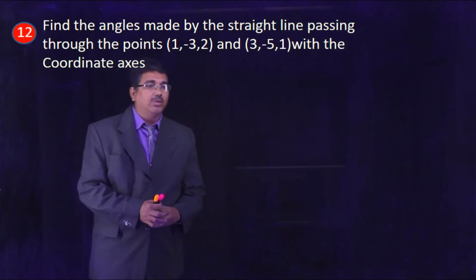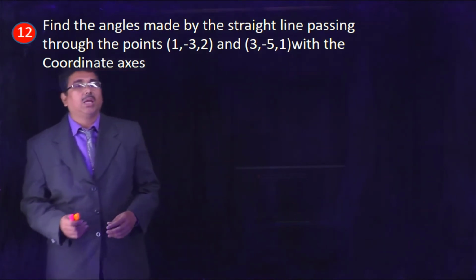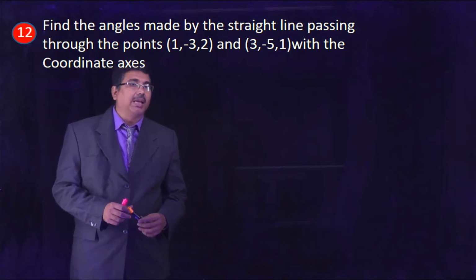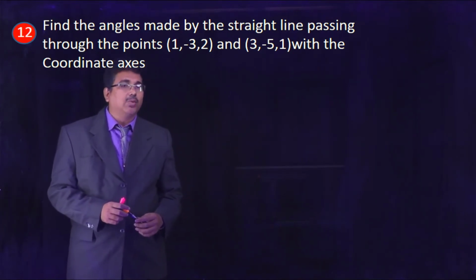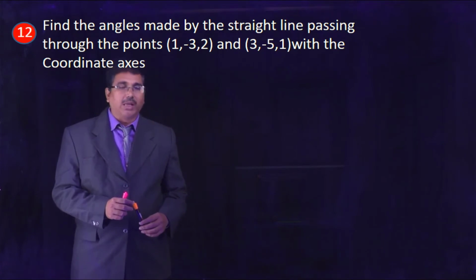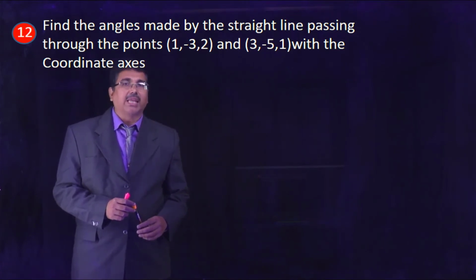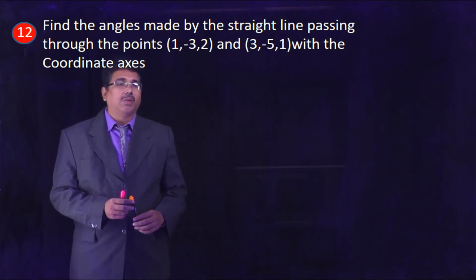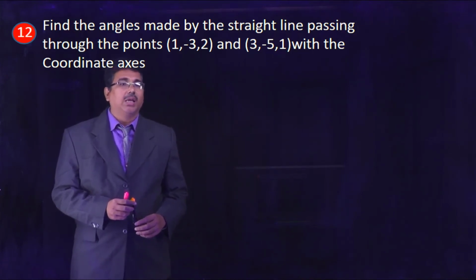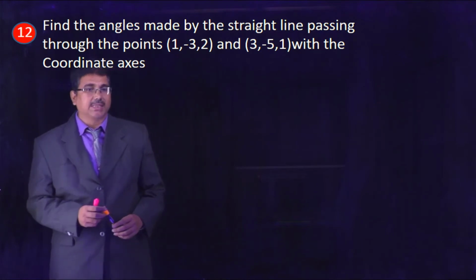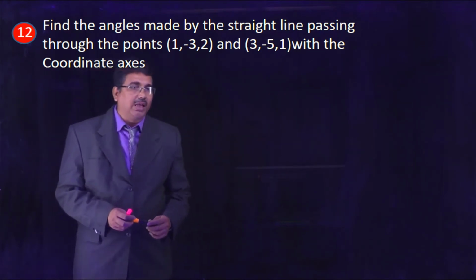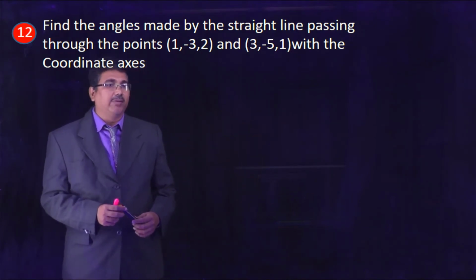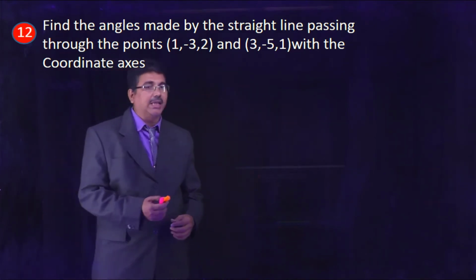Now question number 12. Find the angles made by the straight line passing through the points (1, -3, 2) and (3, -5, 1) with the coordinate axes.